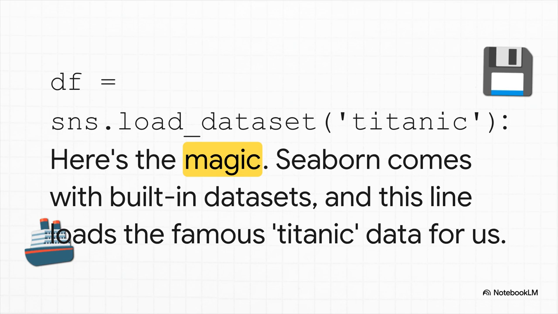df equals sns.load_dataset Titanic. What this is doing is telling Seaborn, our artist library, hey, you know that famous Titanic dataset you have built in? Go get it for me. And just like that, it pulls all that data down. We don't have to go find a file or anything. Then it stores it all in this thing we're calling df. And df is just shorthand for data frame, which is the fancy programmer word for a table, like a spreadsheet. One command and boom, all our ingredients are in the bowl.